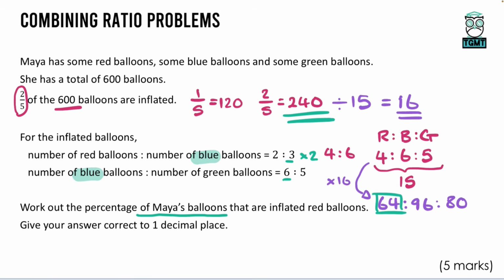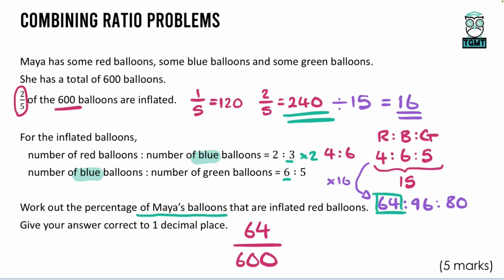It could have said the percentage of Maya's inflated balloons, which would have been out of 240, because we have 240 inflated balloons. This one though, it says Maya's balloons. Well, she has 600 balloons. So as a fraction of that 600, we have 64 out of 600 that are inflated red balloons.